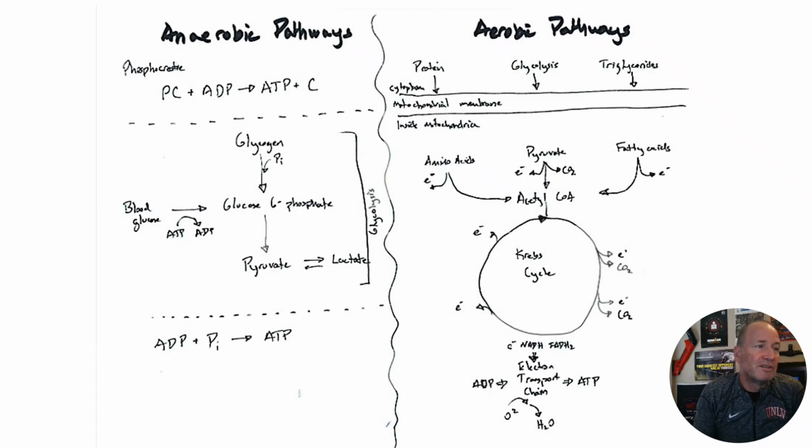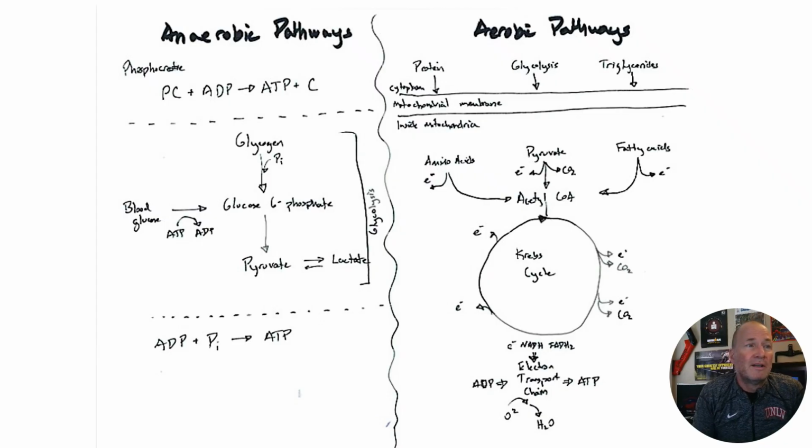And along the way, we pick up some ATP in this process. And then this is just a schematic of creating ATP. And so we have the phosphocreatine or creatine phosphate pathway. We have the glycolysis pathway. These are pathways to generate ATP without the need of oxygen.